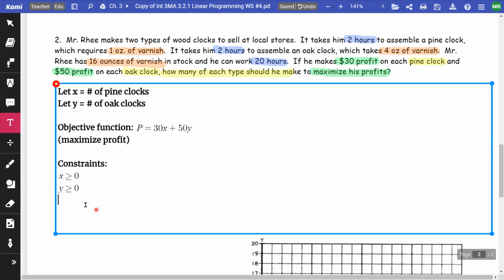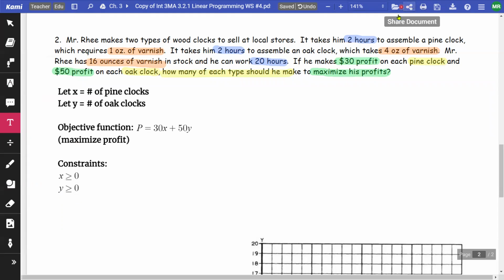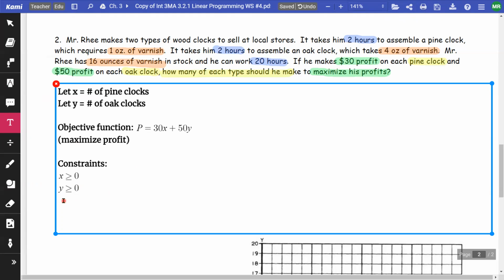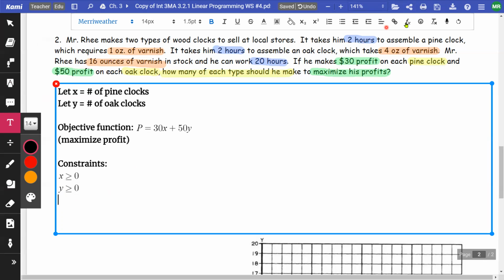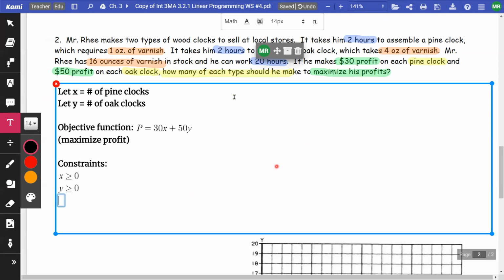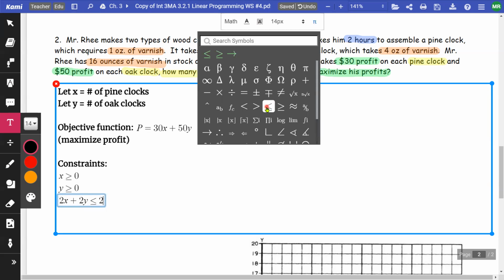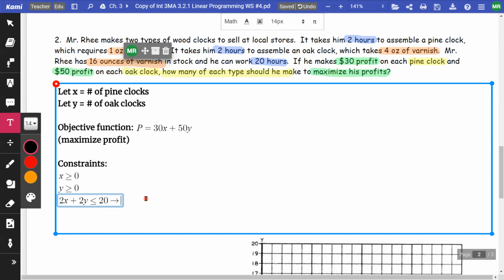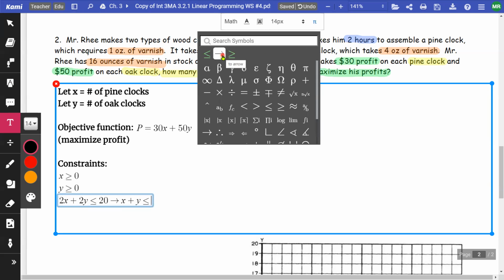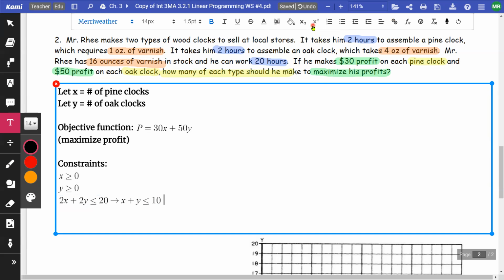Now, my next one, let's get rid of that. Okay, so my next one is going to be, let me do the hours. Okay, so it takes 2 hours, so 2x for my pine plus 2y for my oak. And we only have 20 hours, so I'm going to go less than or equal to 20. Now, I'm noticing that everything here is divisible by 2. So I could really divide everything by 2 and go X plus Y is less than or equal to 10. So I could also have that as my inequality. And this one was on hours.